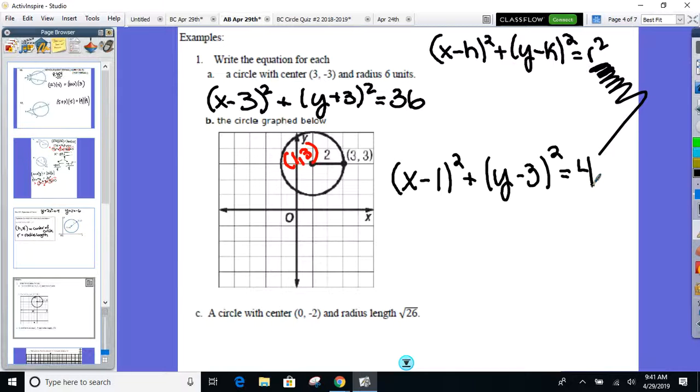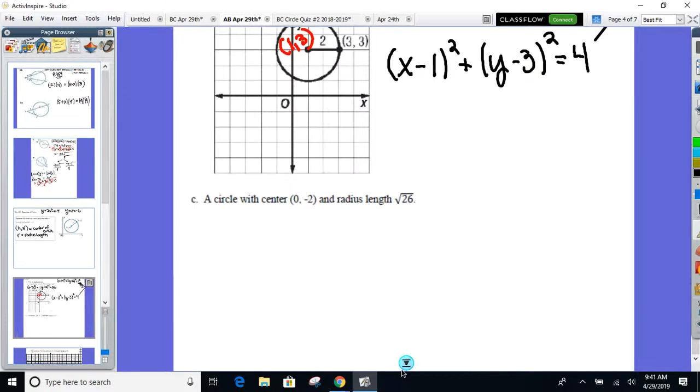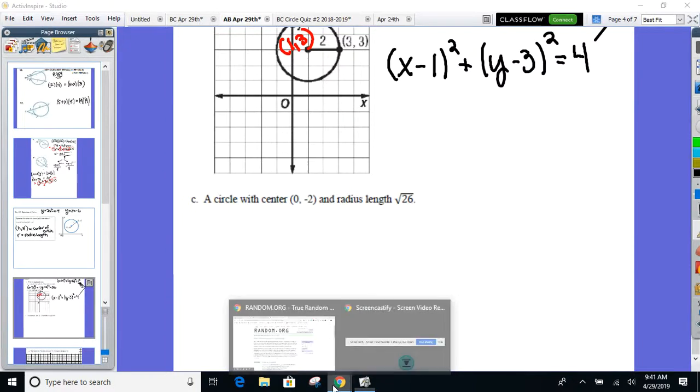Any issue there? All right. Nope, not a big deal, right? All right, last one here. A circle with the center at (0, -2) and a radius of radical 26. I don't know if that's going to freak anybody out.